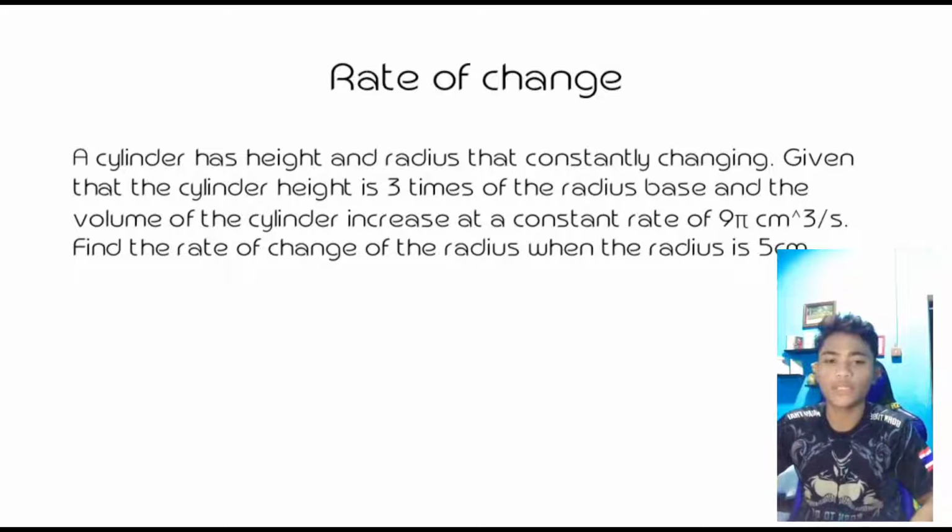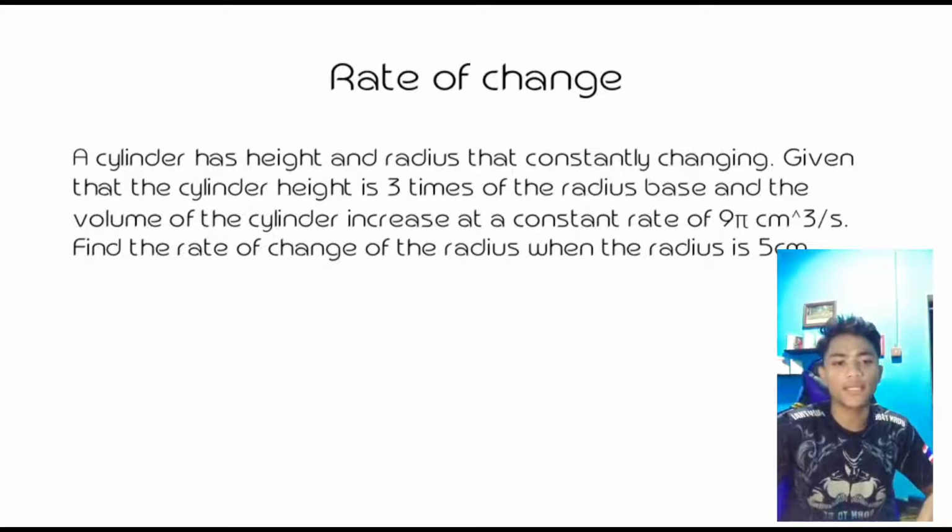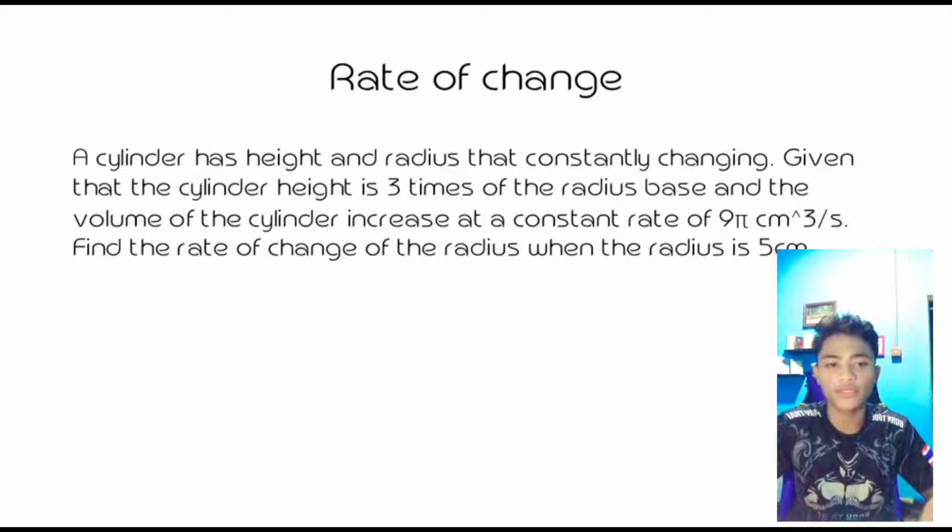The question is, a cylinder has height and radius that are constantly changing. Given that the cylinder's height is 3 times the radius of the base and the volume of the cylinder increases at a constant rate of 90π cm³ per second, find the rate of change of the radius when the radius is 5 cm.